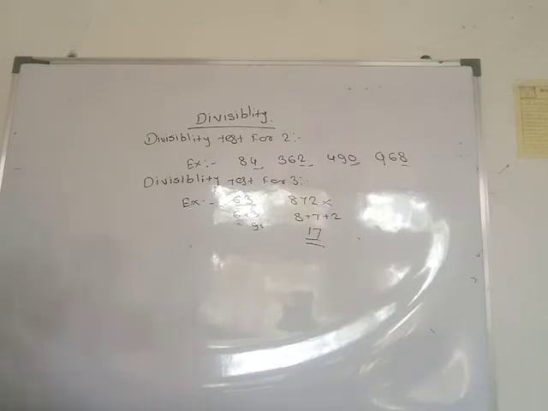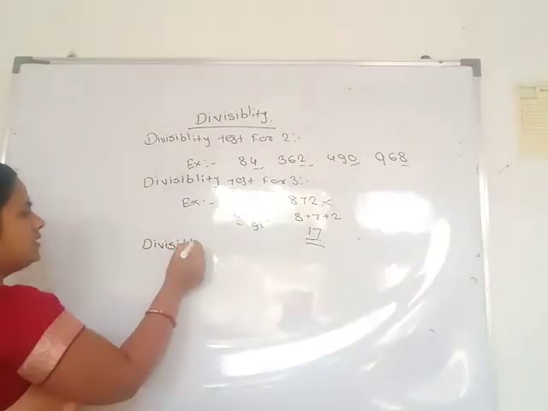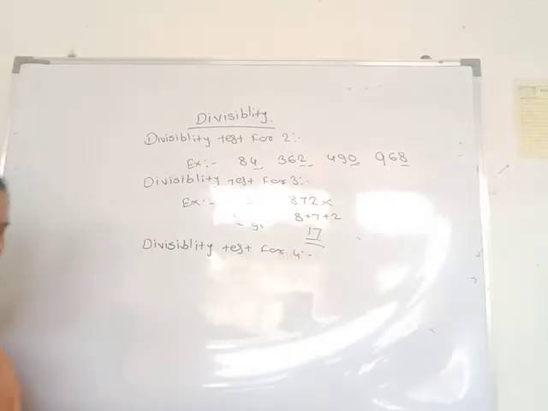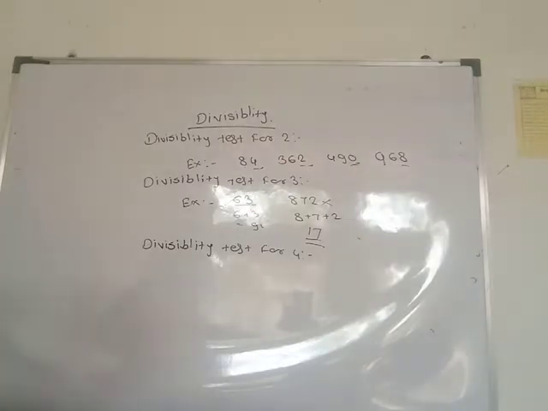Then the next one, divisibility test for 4. If the number formed by the digits in the tens and unit places of the number is divisible by 4, then that number is divisible by 4.